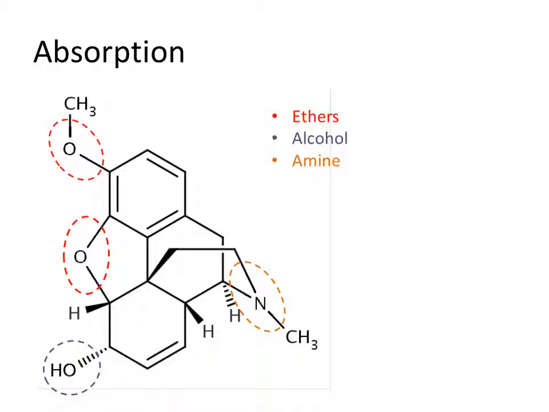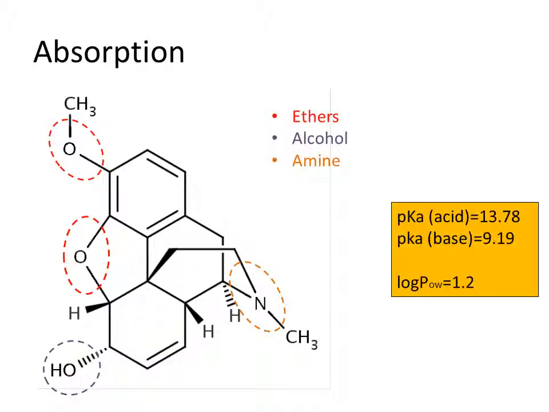In terms of its ionization, codeine has two groups with the potential to be protonated. The amine has a predicted pK of 9.19, which is higher than any pH in the GI tract, so it would most likely be protonated. Similarly, for the alcohol group, with a predicted pK of 13.78, it would most likely be protonated as well. Thus, codeine would mostly be an organic cation through the GI tract.